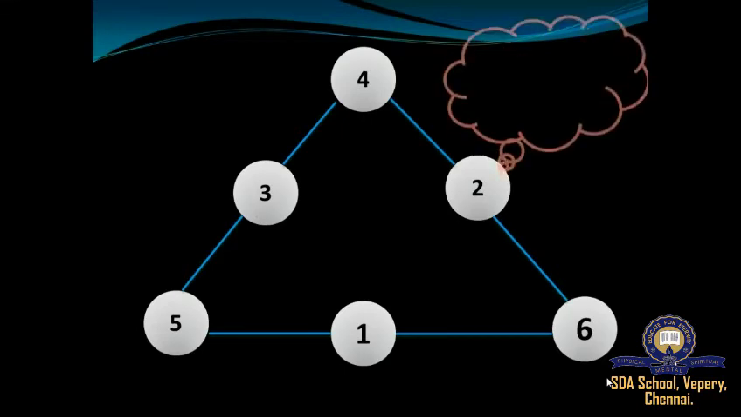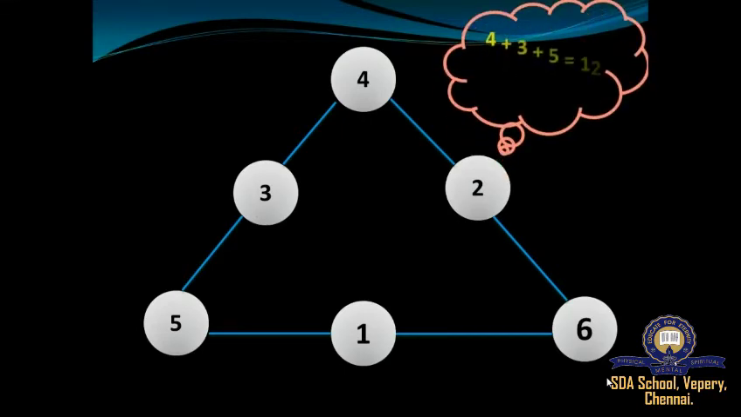So let us sum the first side. The sum of 4, 3 and 5 is 12. Can you see? And the sum of the second side, 4, 2 and 6, is also 12. We'll move to the third side, that is 5, 1 and 6. The sum of 5, 1 and 6 is also 12.